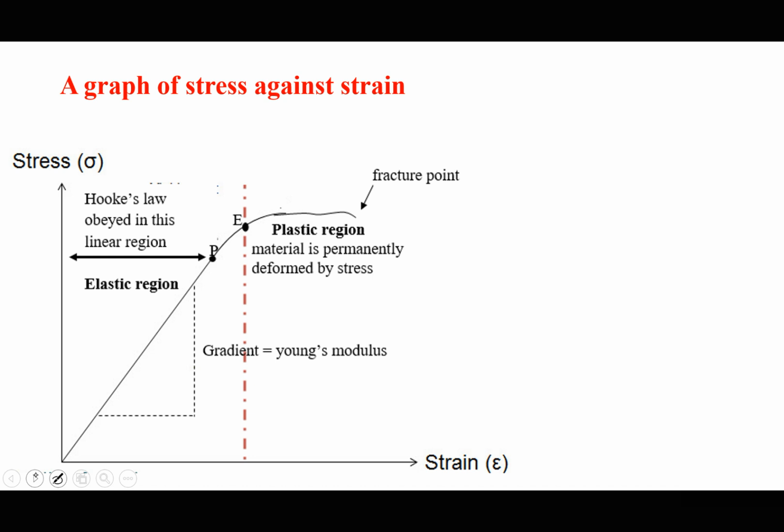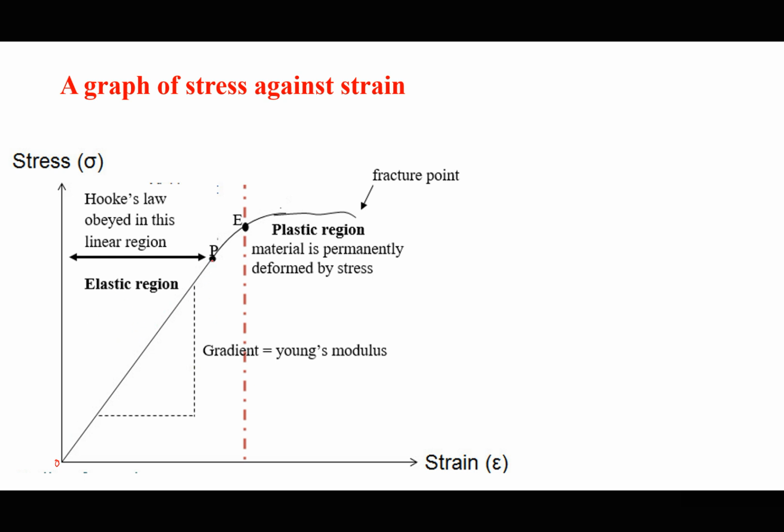So let's talk about a few things about this graph. Number one, you will notice that there is a part where the graph is a straight line, say from O to P, because here for small loads, the load is directly proportional to extension. So here we say Hooke's law is obeyed. This is Hooke's region. Hooke's law is obeyed up to point P.